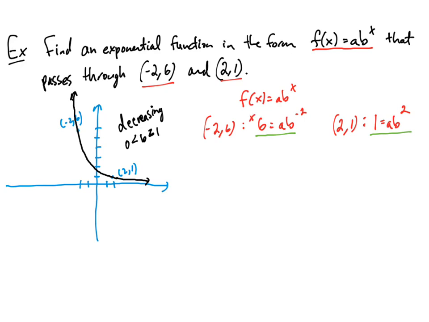I'm going to work with this first equation. 6 is equal to a times b to the negative 2. When b is raised to the negative 2, that means it's going to be in the denominator. So I'm going to multiply that equation both sides by b squared. So I get 6b squared is equal to a.